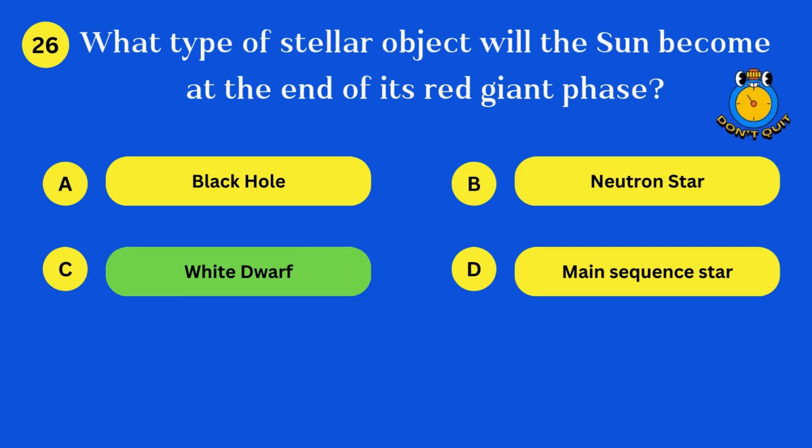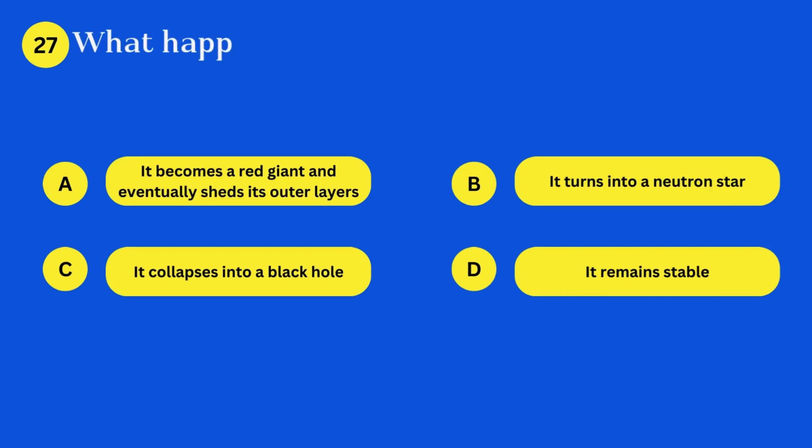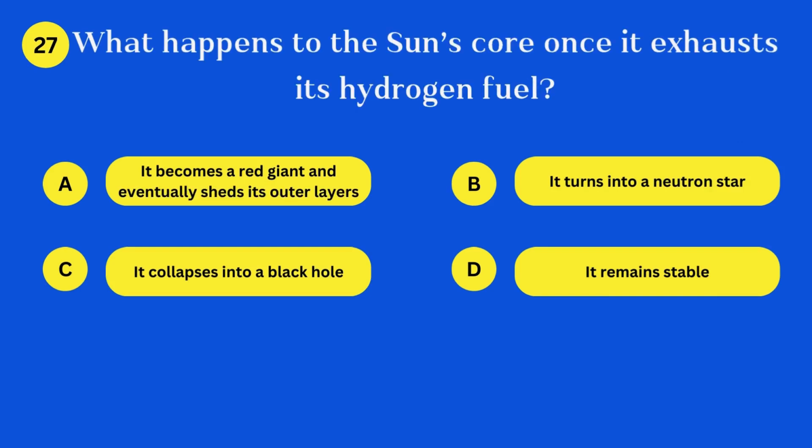Correct answer is C. White dwarf. What happens to the Sun's core once it exhausts its hydrogen fuel? A. It becomes a red giant and eventually sheds its outer layers. B. It turns into a neutron star. C. It collapses into a black hole. D. It remains stable. Correct answer is A. It becomes a red giant and eventually sheds its outer layers.